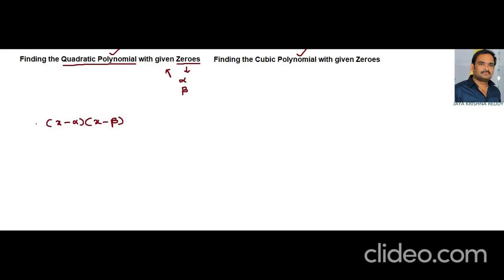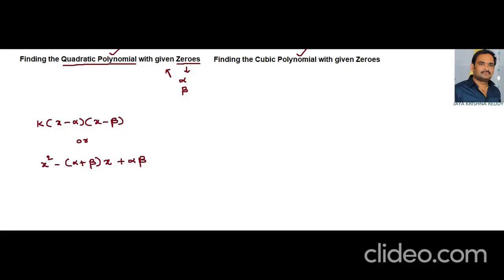To eliminate the fraction, we have to multiply with a non-zero constant k, or we can use another formula also: x square minus of alpha plus beta times x plus alpha beta.